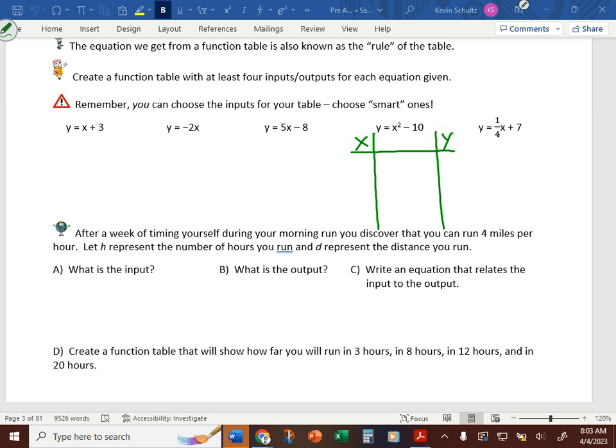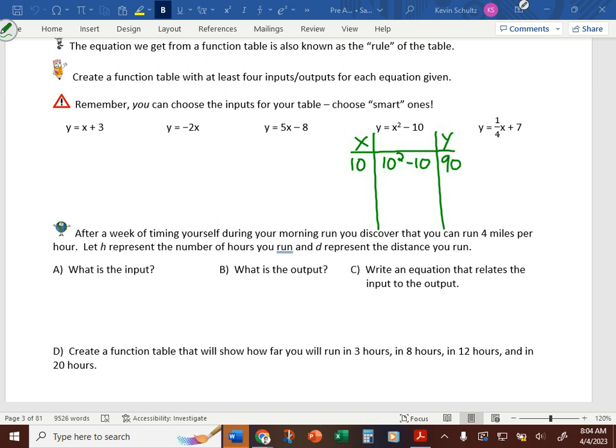10, excellent. So in x squared minus 10, if we're making x 10, basically what we're doing is we're replacing the x variable with our choice, 10, in the equation. Nothing else changes, okay? And what is 10 squared minus 10? 90. 10 squared is 100, right? Not 20. It's not 10 times 2. 10 times 10 is 100. Then subtract 10, and we get 90 as our output, right?